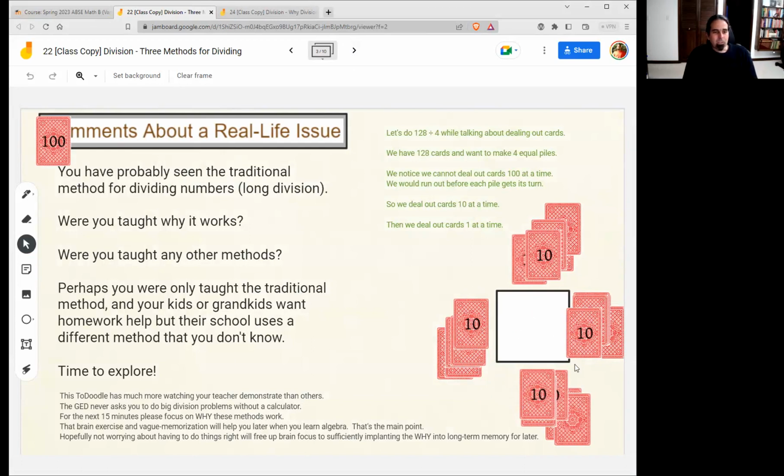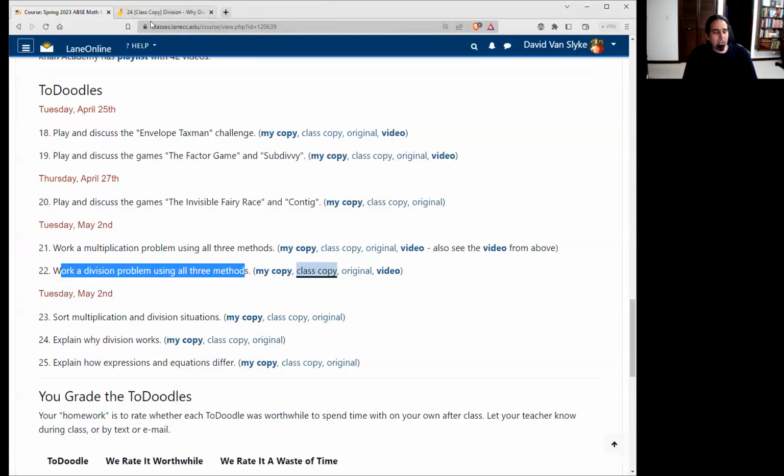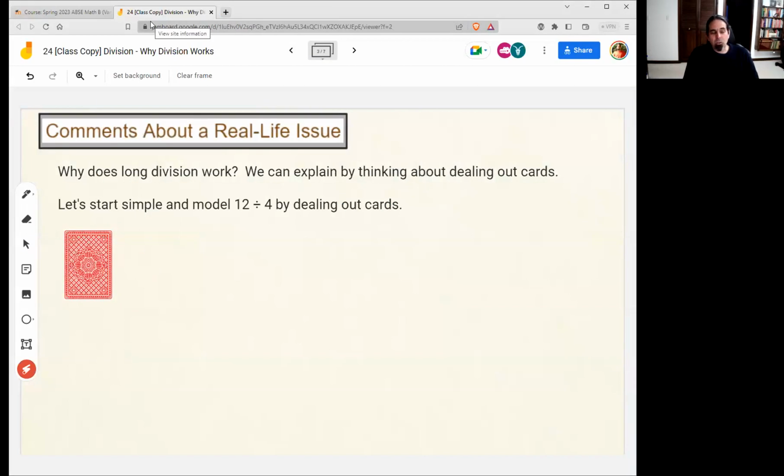But that was a tool to help understand things like long division. So the numbers we used are pretty big, like 972. So we're going to now focus, even with some small numbers, on just reinforcing how division works. So I want 12 divided by 4.